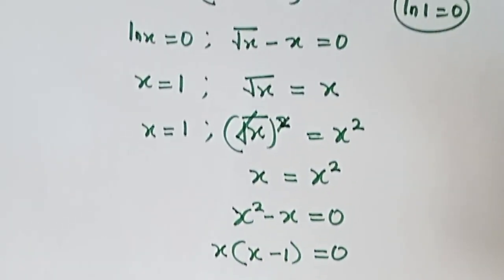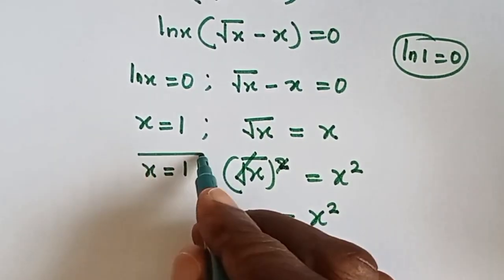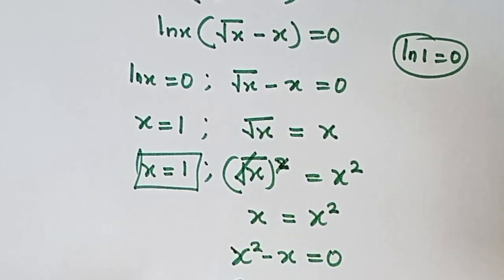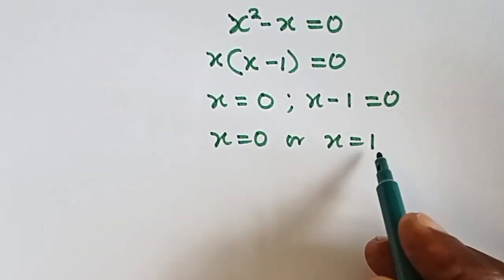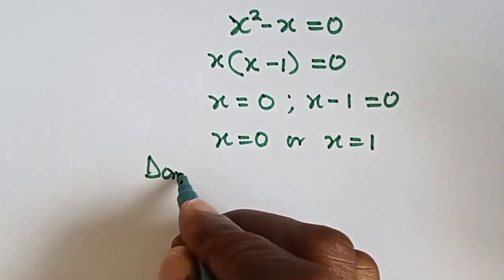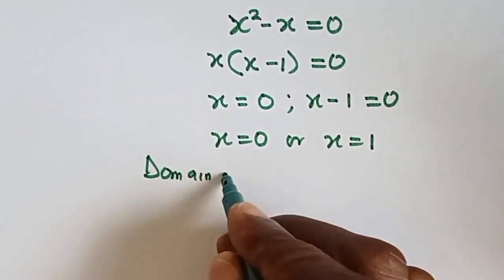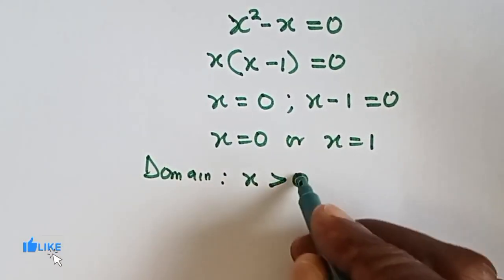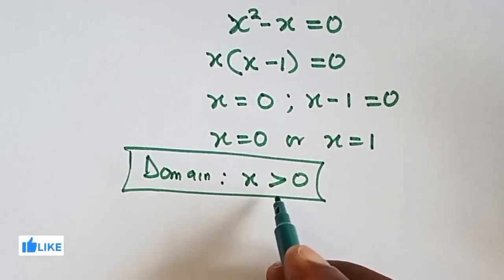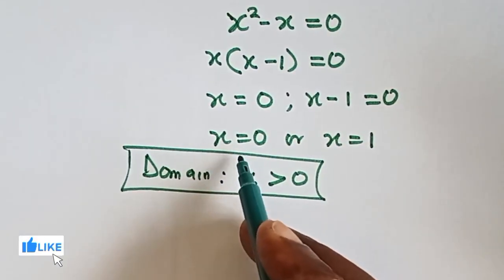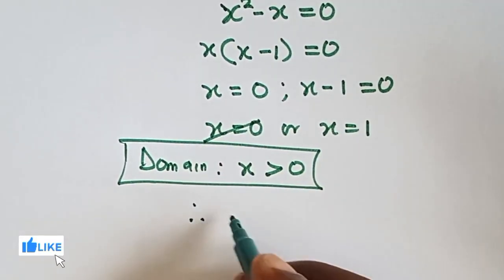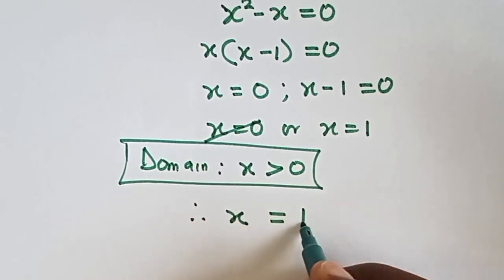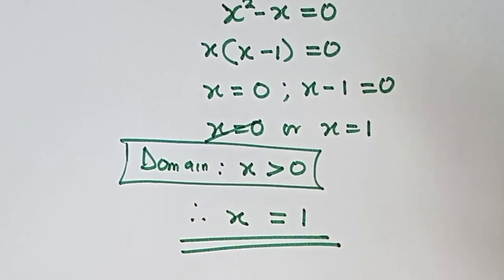And meanwhile, we have x equals 1 from the first equation before. So we have x equals 1. So our answer is x equals 0, x equals 1. Now remember our domain, x cannot be equal to 0 because x must be greater than 0. Right? So our x must be greater than 0. And then we have x equals 0 and x equals 1. So it means this is not valid. So the only valid answer we have is x equals 1. This is our final answer.